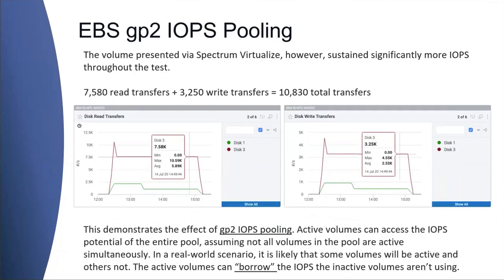All right, so how does that work with the Spectrum Virtualize pooling? In this case, the red disk 3 is now able to achieve over 10,000 IOPS, same workload, because now I'm in a pool of volumes from EBS storage in a Spectrum Virtualize storage pool, and I'm able to share all those IOPS. So that original workload that's getting throttled will now no longer be throttled. I'm able to, quote unquote, borrow IOPS from the entire pool.